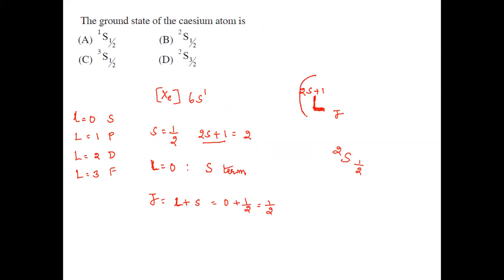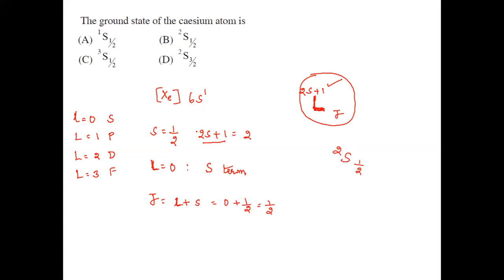This is the general term symbol used to find the term symbols of different atoms and ions, where 2S plus 1 is the spin multiplicity, L is the orbital angular momentum value, and J is the sum of L plus S, or the difference of L and S. For an s orbital, L is equal to 0, and for a p orbital, L is equal to 1. These are the terms we take based on the value of L: L equal to 0 is an S term, L equal to 1 is a P term, L equal to 2 is a D term, L equal to 3 is an F term.